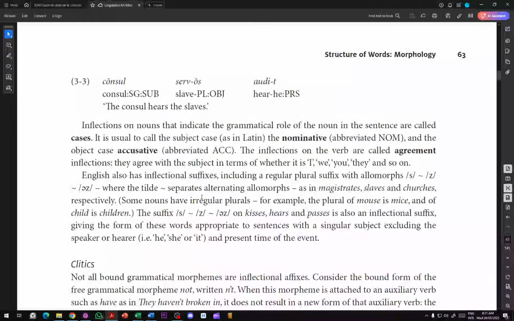Inflections on nouns that indicate the grammatical role of the noun in the sentence are called cases.